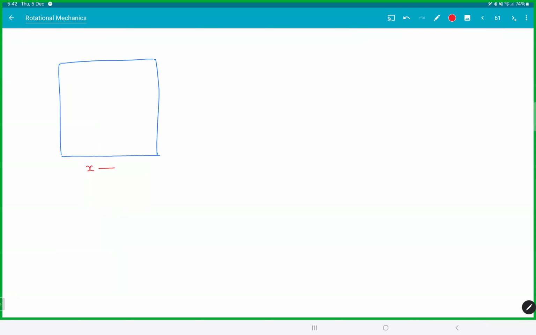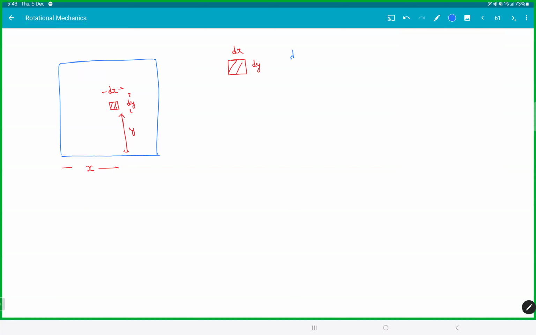So at a distance x from here, at a distance y from here, take a small rectangle whose width will be dx and whose height will be dy. I'm exaggerating the figure here. So this piece's length is dx and this piece's is dy.